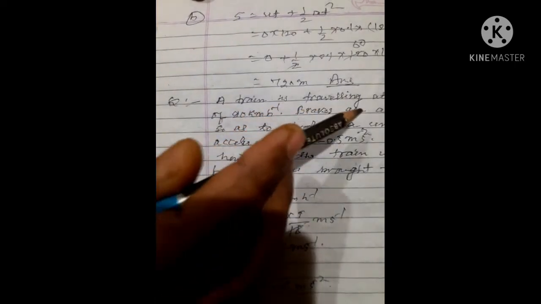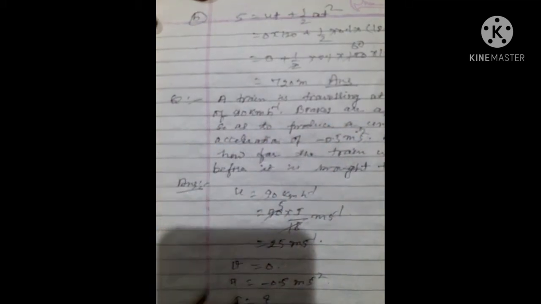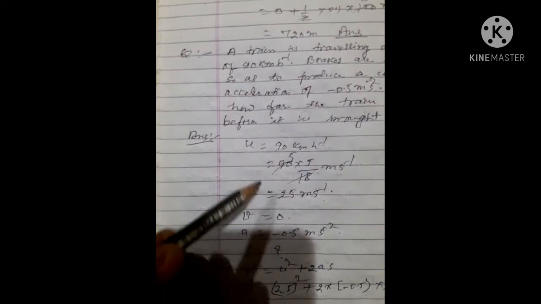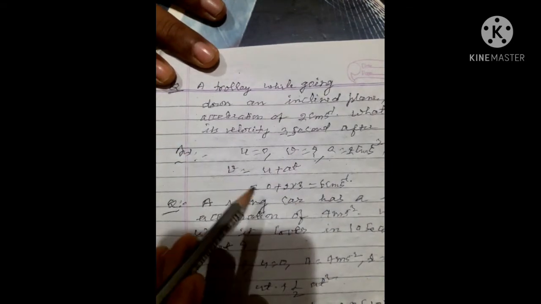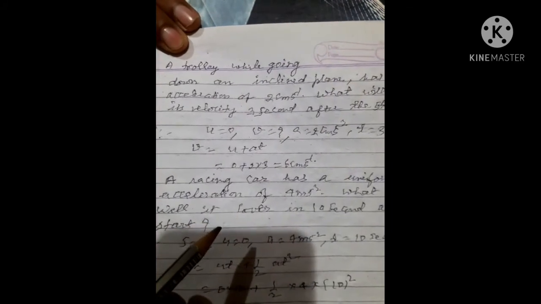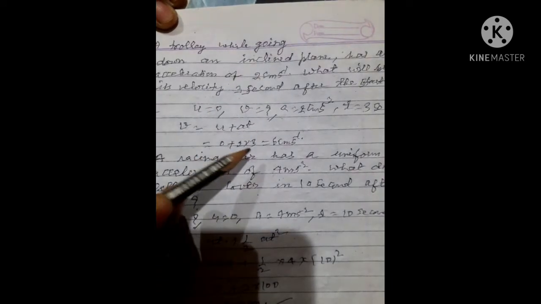A train is traveling at a speed of 90 km per hour. Brakes are applied. Here u is 90 km per hour, v is equal to 0, and putting the equation v square is equal to u square plus 2as and all values, you can get the answer. Also here is a question on a trolley. In this question too, you should put the equation of motion and all values, and you are able to get the answer.